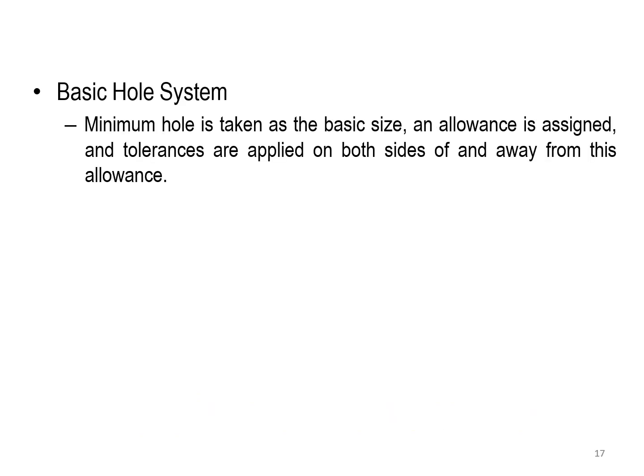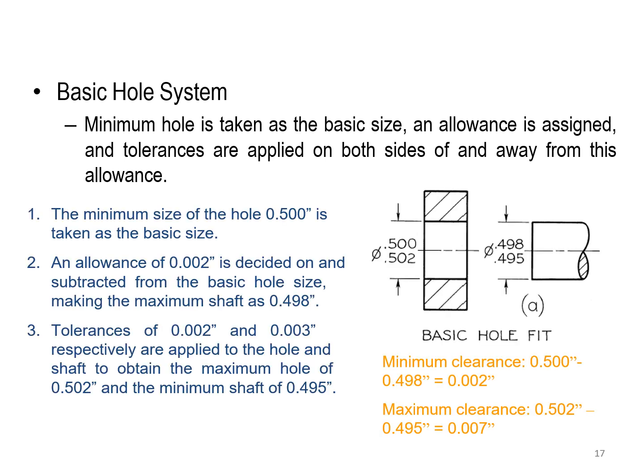Now the basic hole system, where the minimum hole is taken as the basic size and the allowance is assigned, and the tolerances are applied on both sides, away from this allowance. The minimum size of the hole given in this example is 1/2 inch, taken as the basic size, and an allowance of 2/1000 of an inch is subtracted from the basic hole size, making the maximum shaft size 0.498 inches.